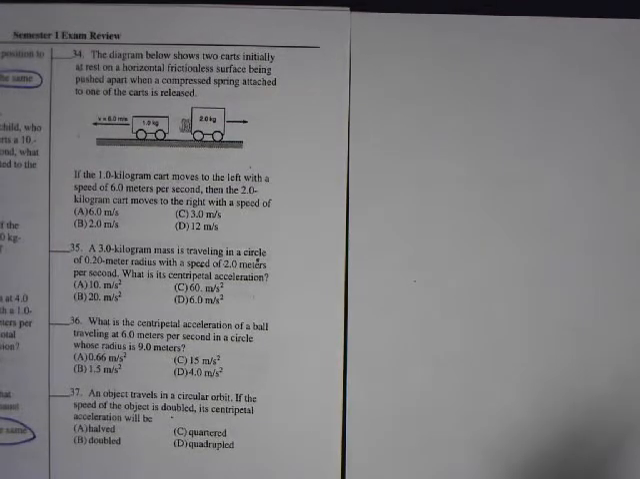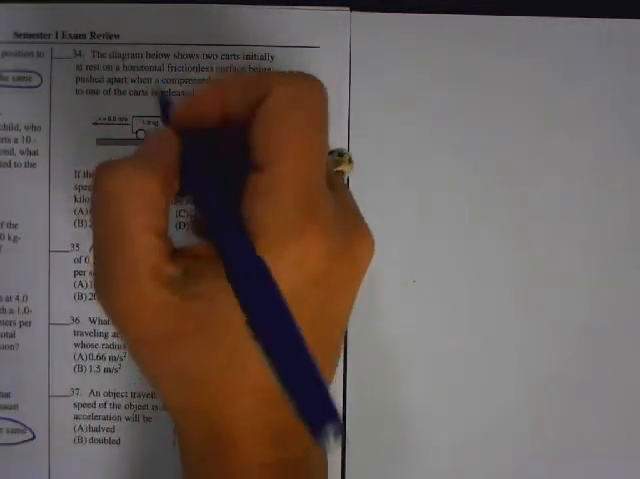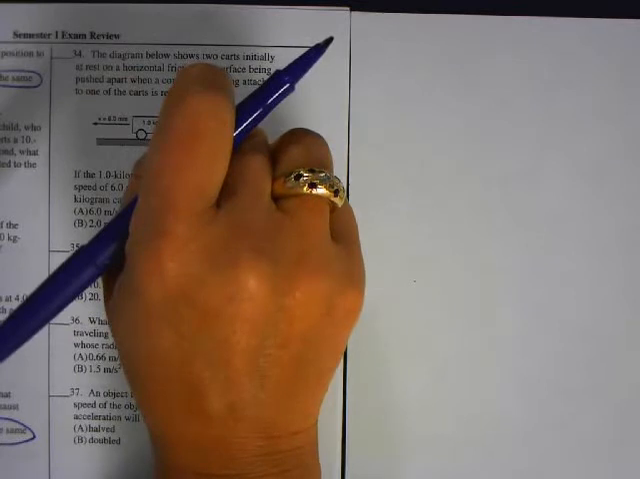Number 34, the diagram below shows 2 carts initially at rest on a horizontal frictionless surface being pushed apart when a compressed spring attached to one of the carts is released. Now, initially, both of these are at rest. So the momentum of the one cart is going to be equal and opposite the momentum of the other cart.